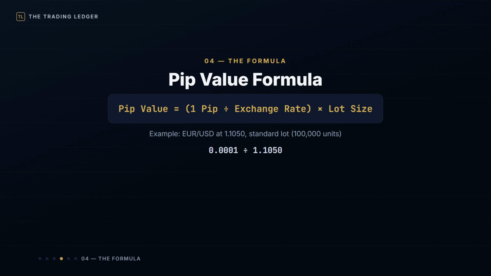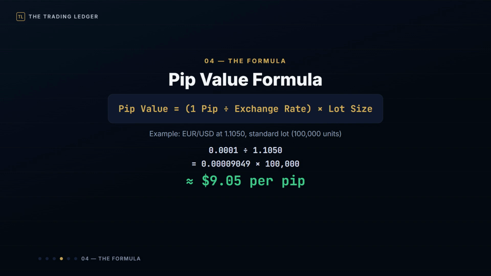0.0001. So, pip value equals 0.0001 divided by 1.1050 times 100,000. Pip value equals 0.00009049 times 100,000. Pip value equals approximately $9.05 per pip.